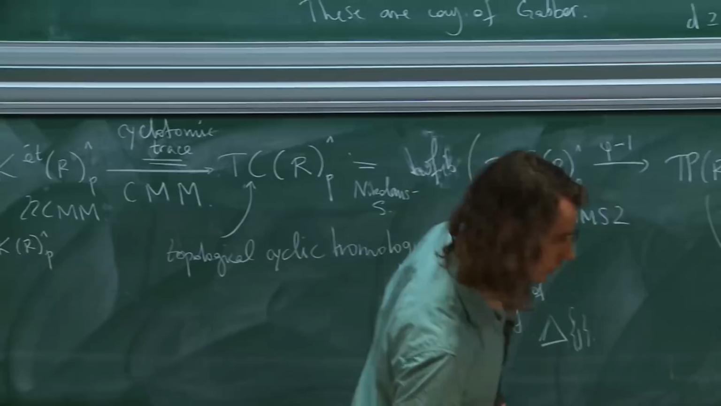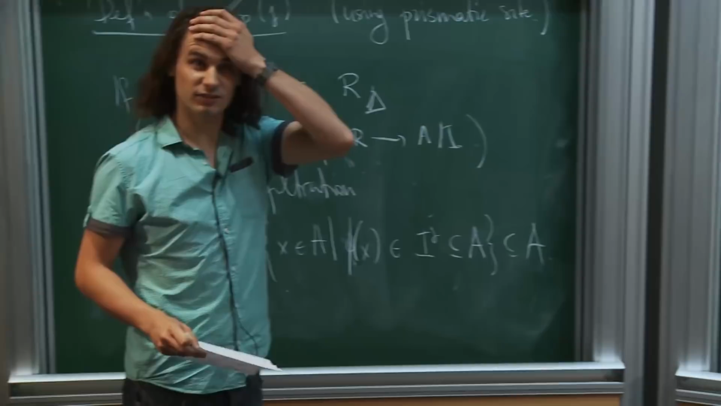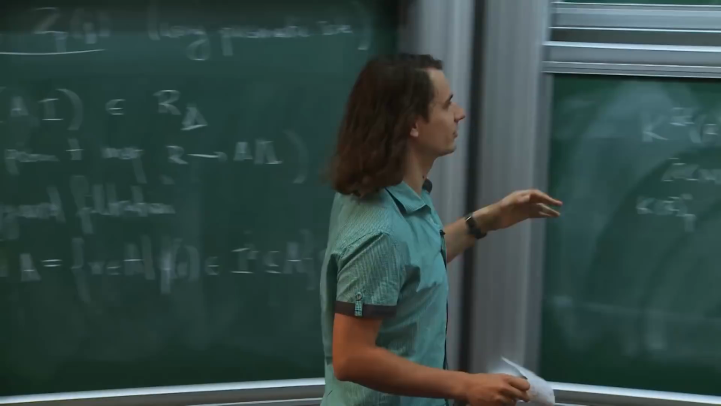OK, and so last blackboard. What can you say if G is alpha p? It follows from... Well, then you can probably relate it to GA, right? So that should be OK.